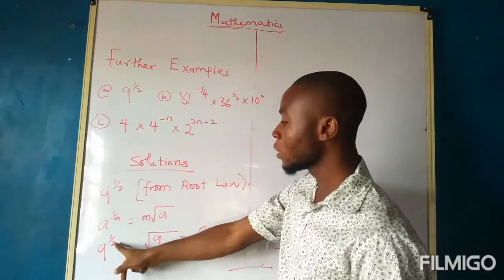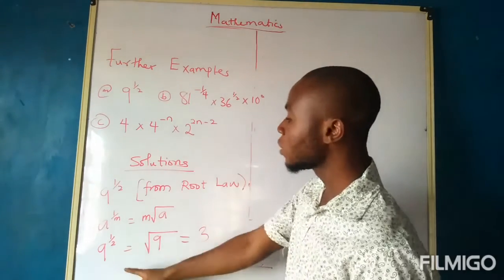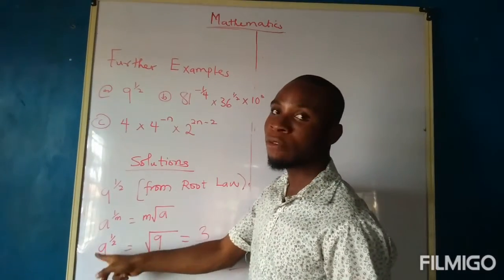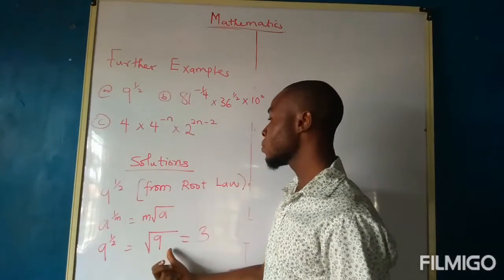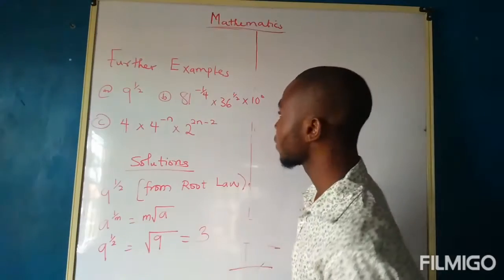So that is the meaning of this number here. That is 9 raised to the power 1 over 2. It means looking for a root number that's going to give us 9 when you multiply it by itself 2 times, and that is 3.